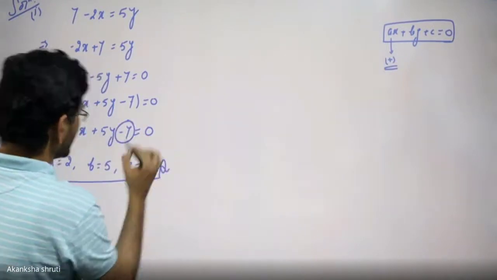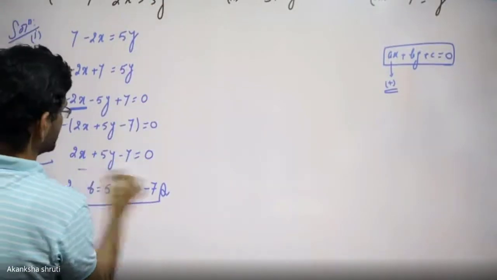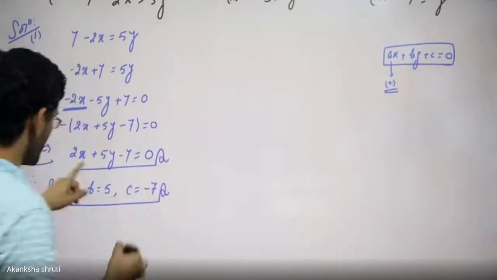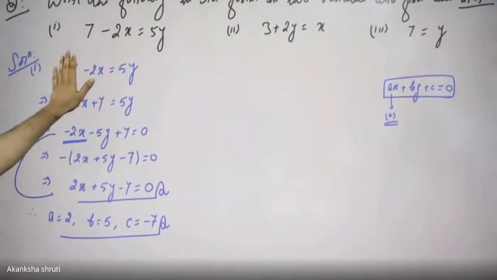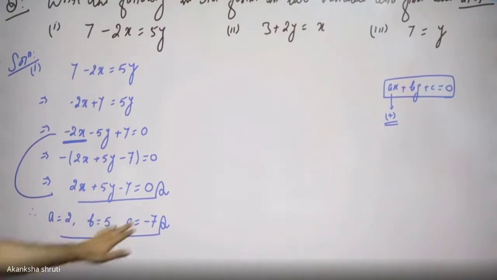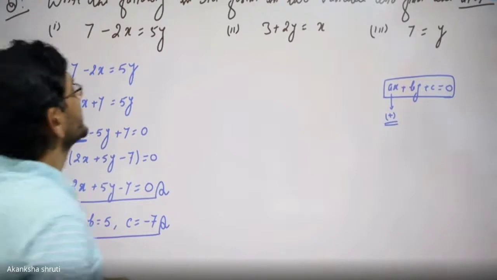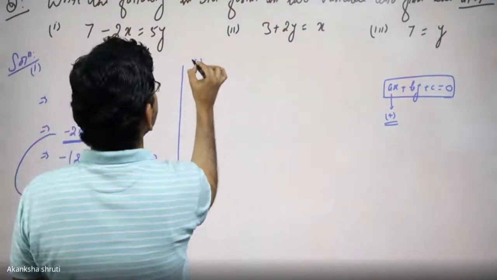This is the required answer. So students, one answer is this one, which is in the standard form, and these are the coefficients. This way, expressing in a standard form, then only we are calculating the coefficients and constant. Be careful, students. Let us come to the second question.